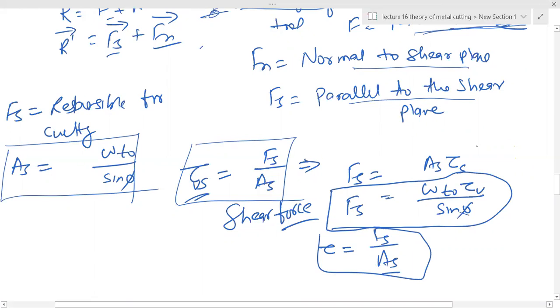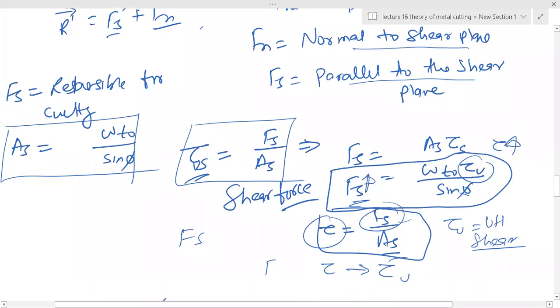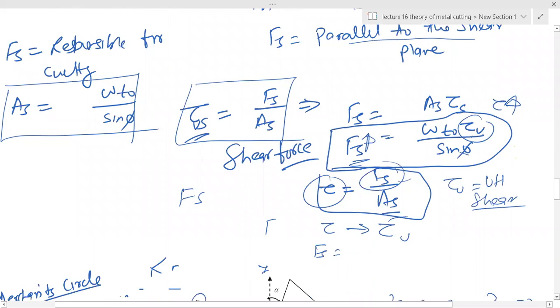In terms of the material property tau u, the ultimate shear strength, you can also calculate stress if you know the force value. This force must be sufficient to cut the material. When the force increases, the stress tau increases, and at the point where tau reaches the ultimate shear strength, cutting will start, and that value is your shearing force.